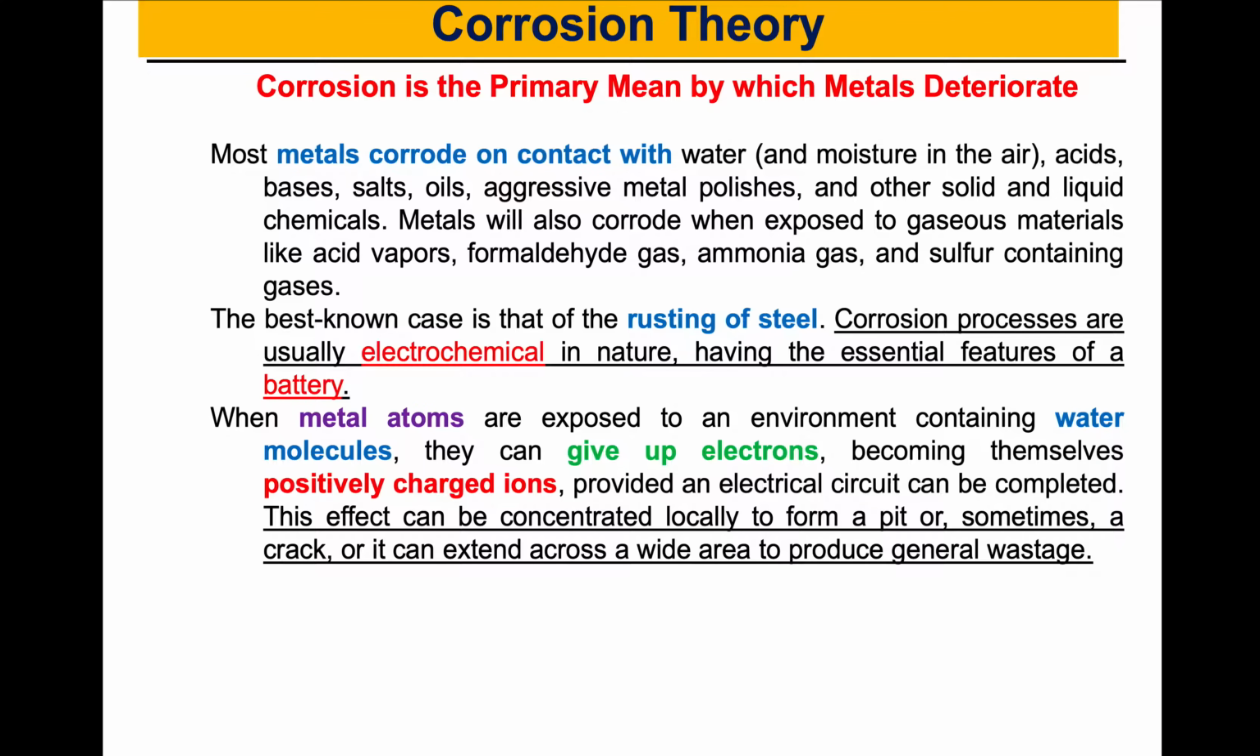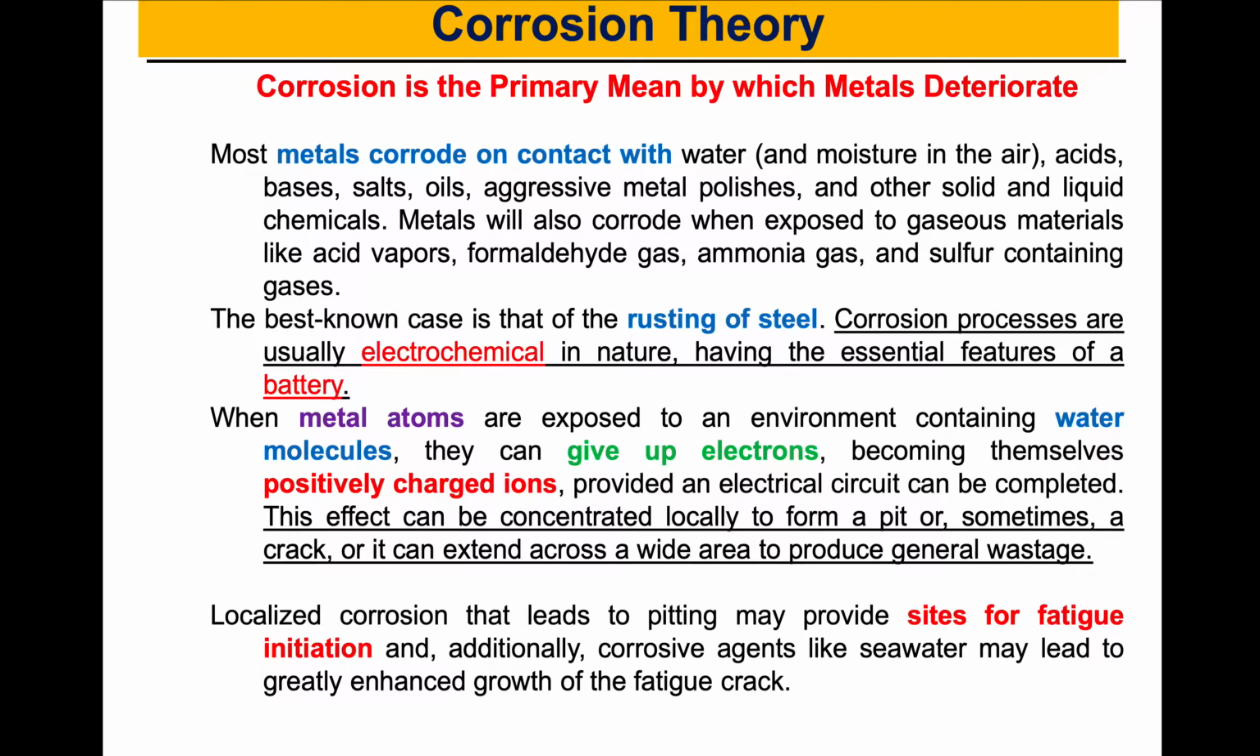This effect can be concentrated locally to form a pit, or sometimes a crack, because of this process. Metals are dissolving because they're losing electrons and getting into chemical reactions with other elements, such as OH minus. So we're creating a pit, and that pit will create a crack, or it can extend across a wide area to produce general wastage of the metal itself. So we are losing our metal.